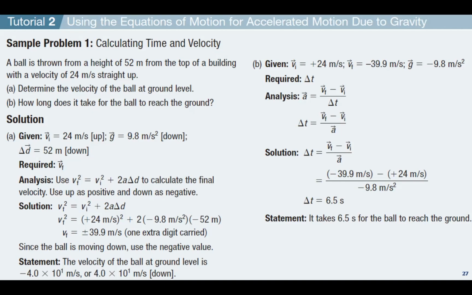So in this case, we don't specify the direction at the very beginning. So this is just another notation, okay? So we keep the direction of each of the variables, each of the vectors in the square parentheses after the magnitude of that variable. Okay, so basically we are given initial velocity vi equals 24 meters per second, direction is up, and the acceleration due to gravity g is 9.8 meters per second, direction is down. Also, we know the displacement of the ball is 52 meters, direction is down.